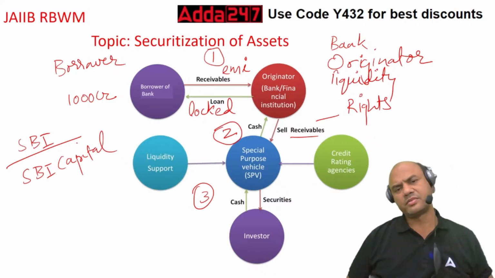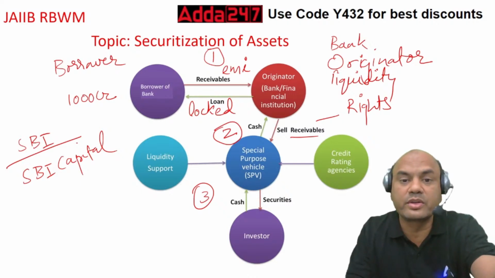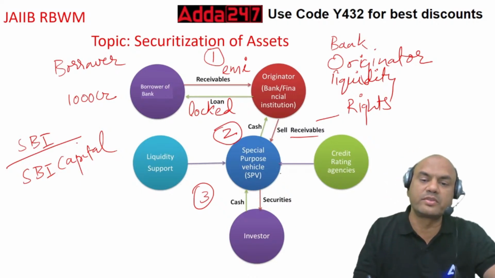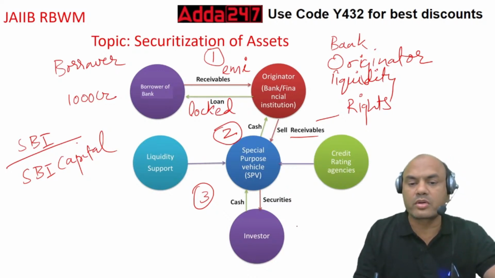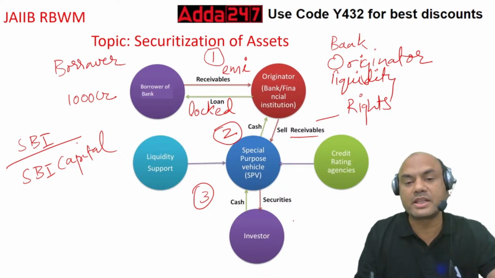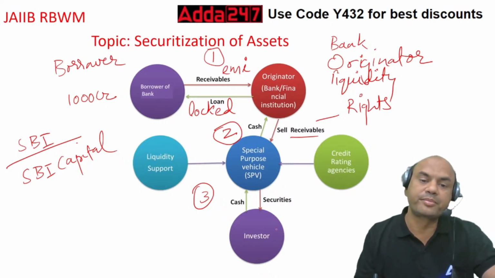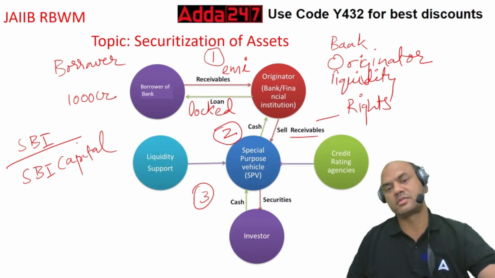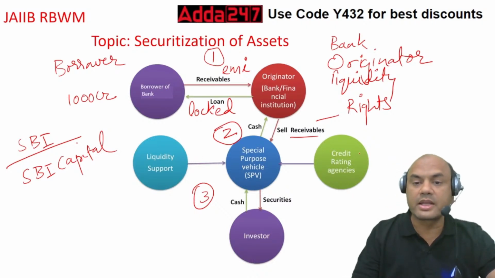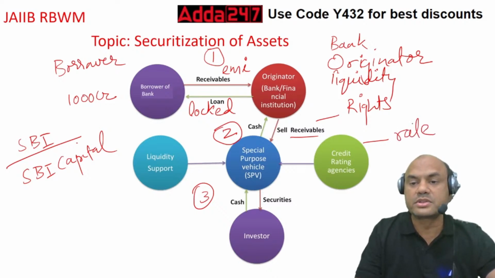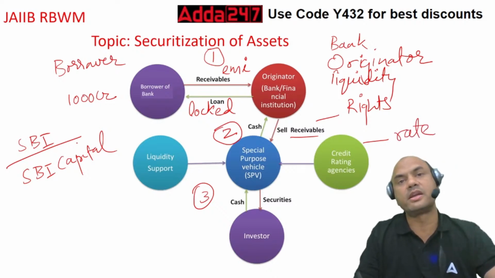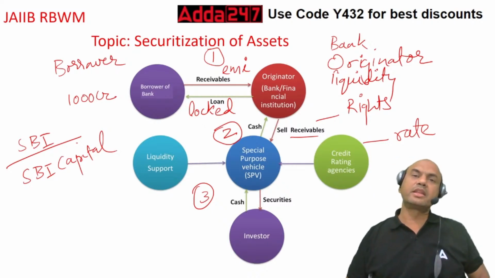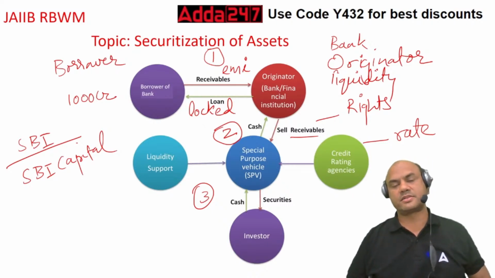What is the guarantee now? Suppose this investor wants to invest in this. How will he know whether this is right or wrong? Means whether this SPV is selling them right or wrong. How will he know, this investor? For that we have the credit rating agencies. So credit rating agencies will rate the loans. These all loans they'll rate it. What do you mean by rating? They'll give you the risk factor in this.